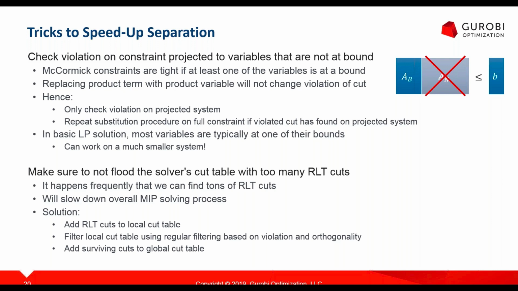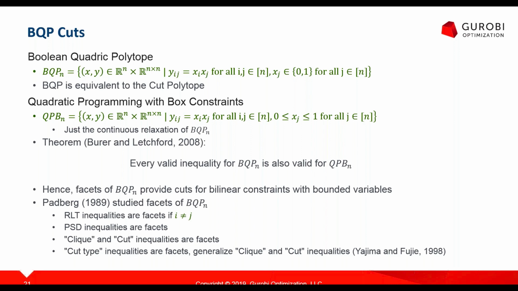In order to do this, we first add these violated RLT cuts to a local temporary cut table. And then we apply our regular cut filtering algorithm to this local cut table, which filters cuts based on violation and orthogonality. And only the cuts that survive this filtering, they will then be added to the global cut table, where they will then be filtered again together with all the other cuts. Okay, this is about RLT cuts.